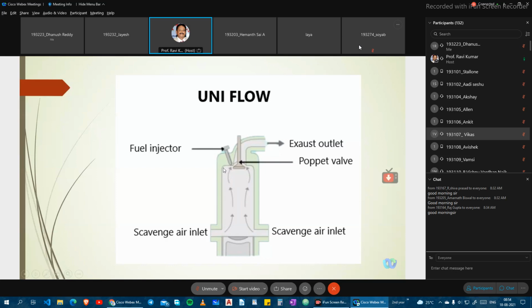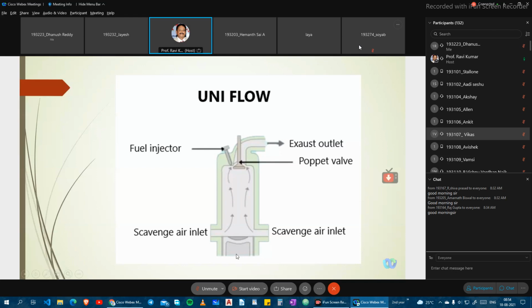This is a small modification in the head design for uniform flow, with uniform distribution of the air from the inlet manifolds. And here is a two-stroke CI engine model of uniform flow. One cylinder is shown here. This is the cooling system, and here two air inlets are given. One is the air scavenging inlet, and another is the other air inlet.